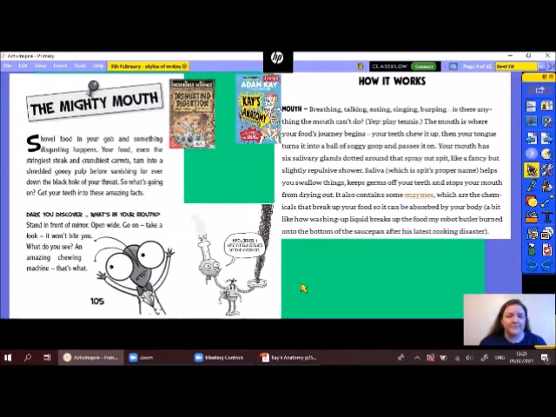The Mighty Mouth. Shovel food in your gob and something disgusting happens. Your food, even the stringiest steak and crunchiest carrots, turn into a shredded gooey pulp before vanishing forever down the black hole of your throat. So what's going on? Get your teeth into these amazing facts. Dare you discover what's in your mouth? Stand in front of the mirror, open wide. Go on, take a look. It won't bite you. What do you see? An amazing chewing machine, that's what.